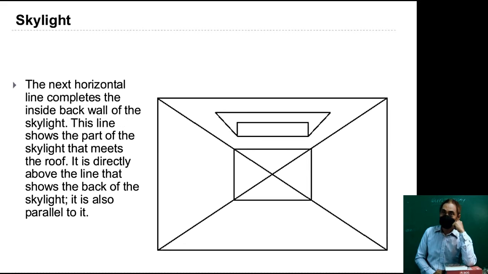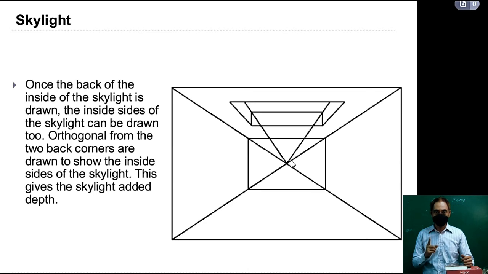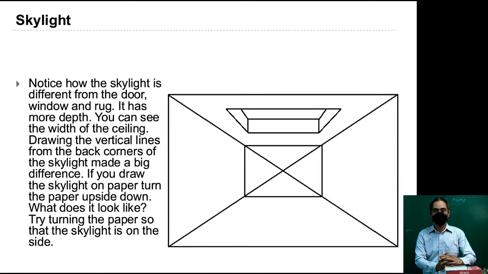The next horizontal line completes the inside back wall of the skylight. Once the back of the inside of the skylight is drawn, the inside sides of the skylight can be drawn too. Orthogonals from the two back corners are drawn to show the inside of the skylight here. Notice how the skylight is different from the door, window, and the rug.